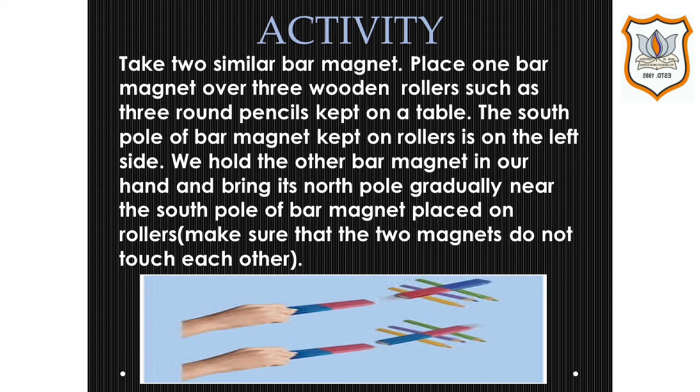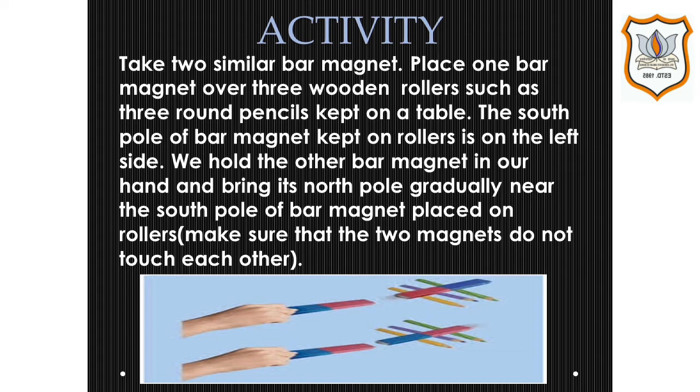So students, we will now perform an activity to show the magnetic force of attraction as well as repulsion between two bar magnets. For that, take two similar bar magnets, place one bar magnet over three wooden rollers, such as three round pencils, and keep it on a table as shown in the figure. The south pole of the bar magnet kept on the rollers is on the left side.